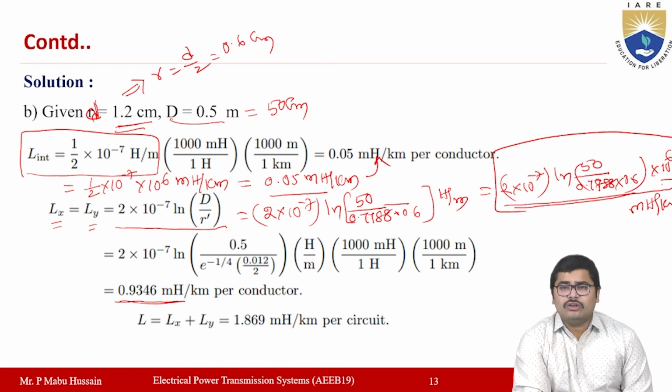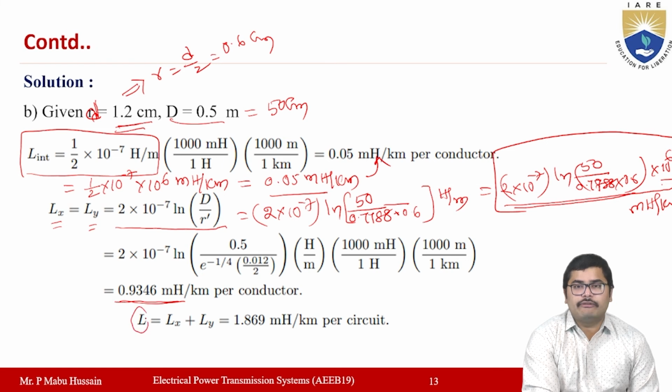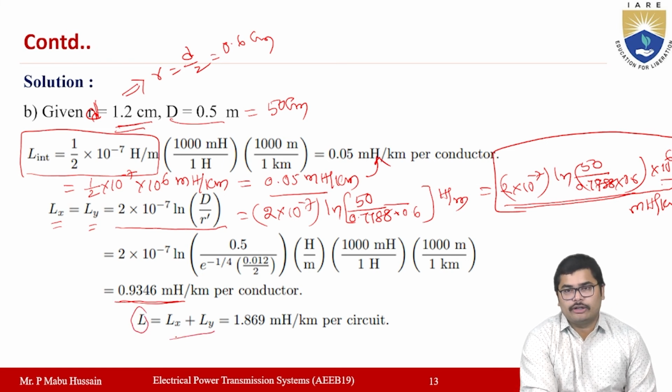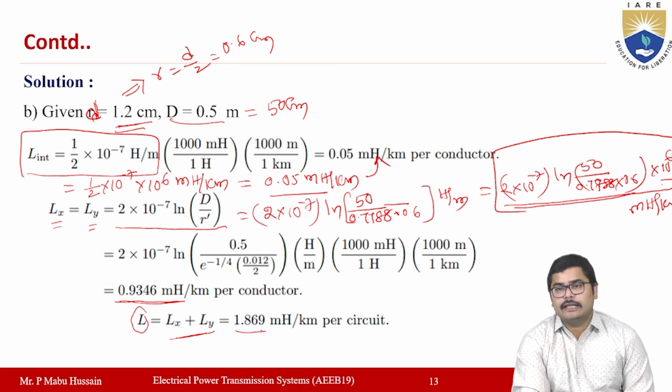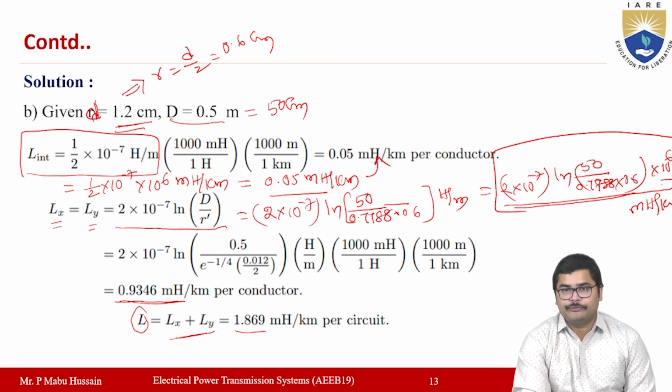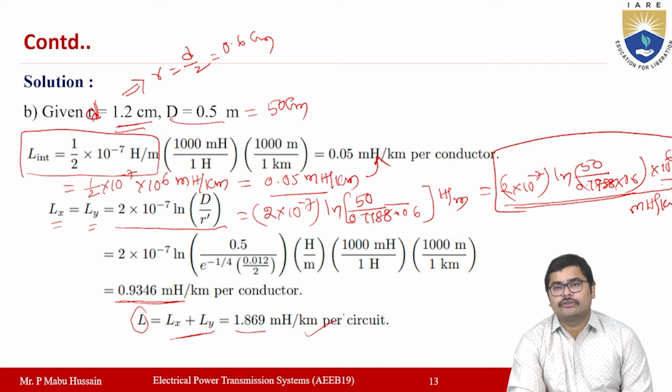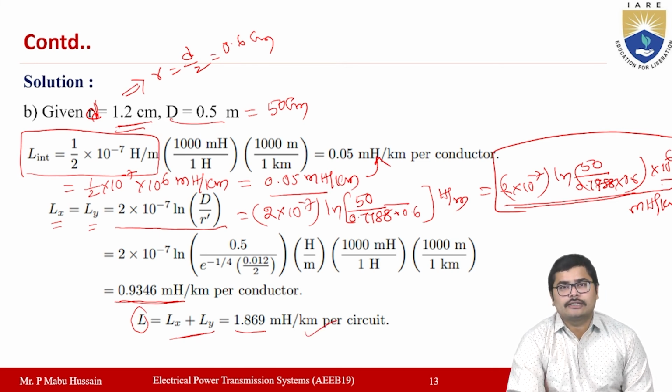Now if you want the total inductance of your circuit, the total inductance L will be equal to Lx plus Ly, the sum of the two inductances. Then this value will be equal to 1.869 millihenries per kilometer. So this is how you can get the total inductance of the circuit.